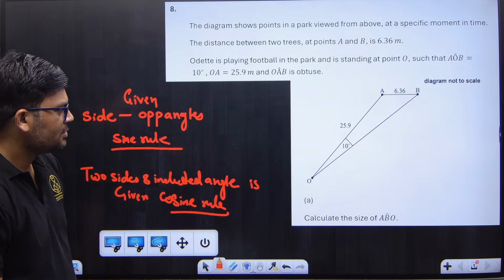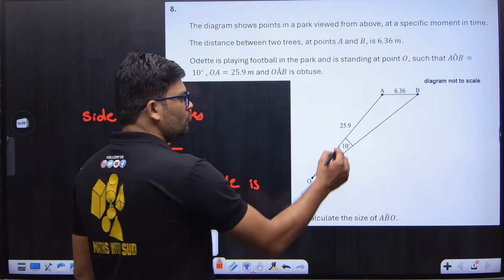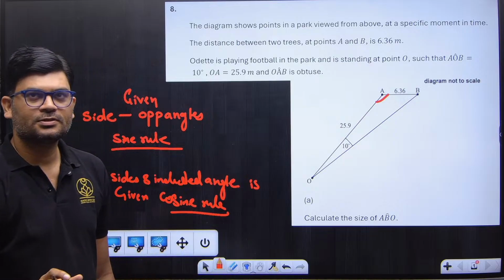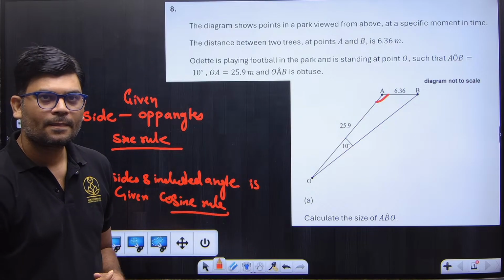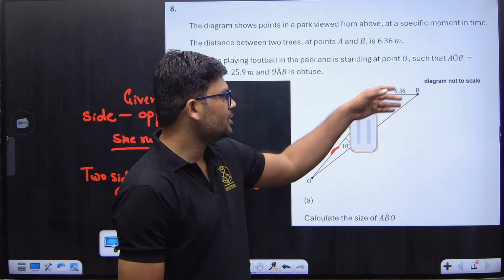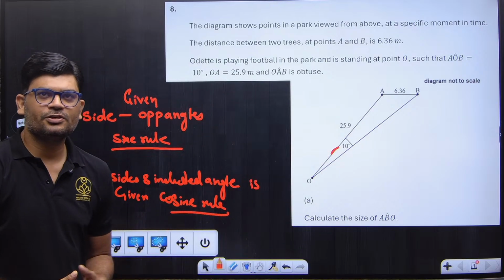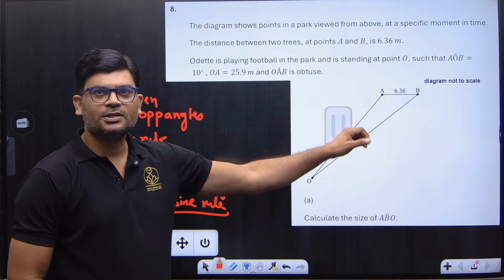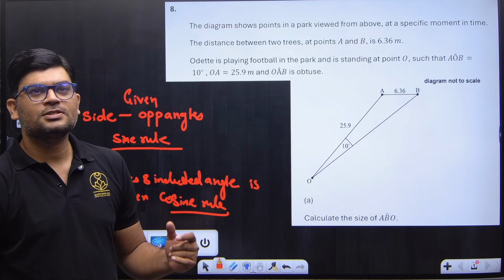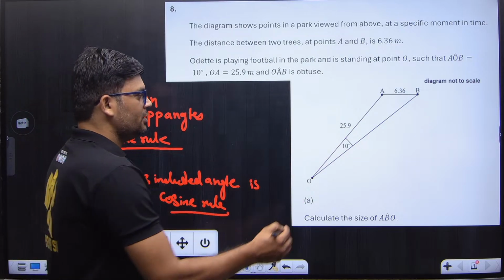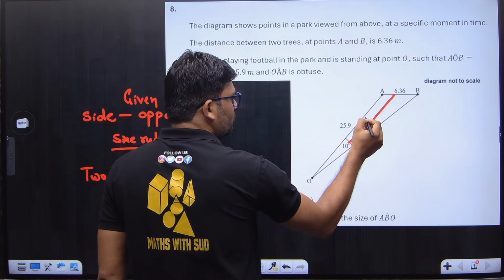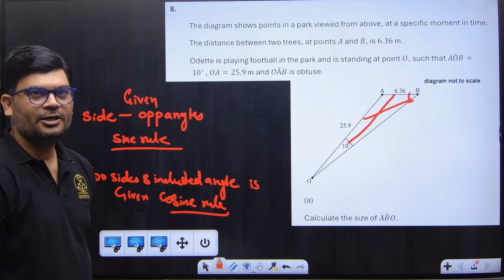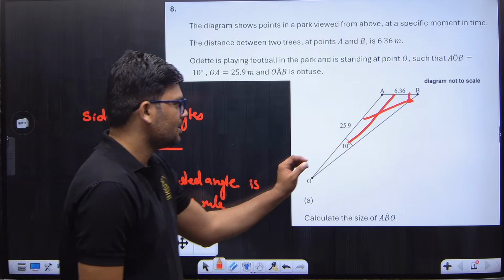Now in this case, we can see that two sides and the included angle is not given to us. Can we finish this question? Yeah, we finished this question in the last class. So just have a quick revision on that. Two sides and the included angle is not given to us, so which rule will we use here? We will use the sine rule. This angle upon this side is equal to this side upon this angle, and we can easily find the angle ABO. I think we did this in the last class.